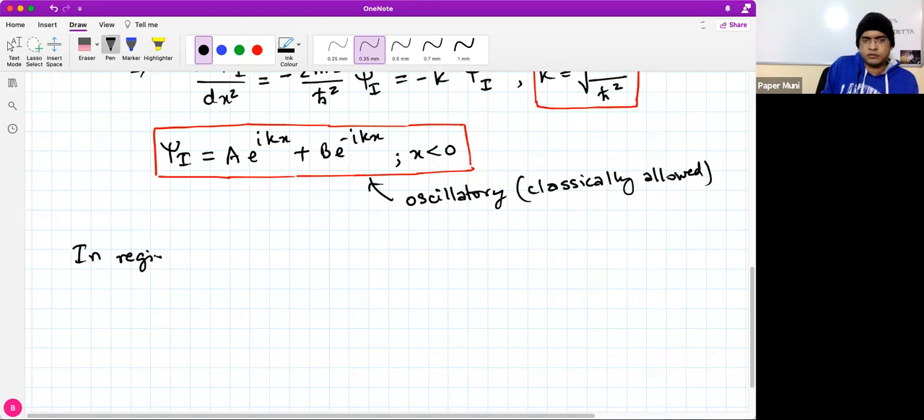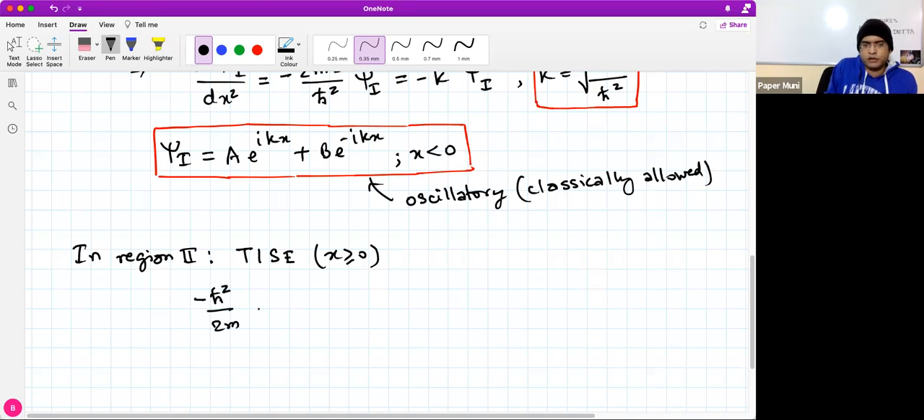Now let's talk about region 2. In this case, let's write down the time independent Schrodinger equation in the region x greater than 0. So minus h cut square by 2m, the double derivative of the wave function psi 2 with respect to x. The potential here is not 0, it is V naught, equal to E psi 2.